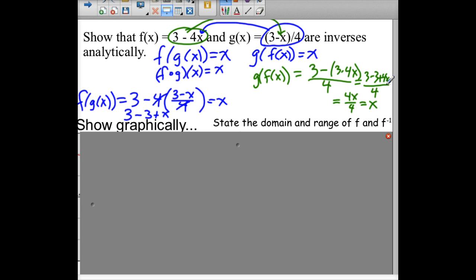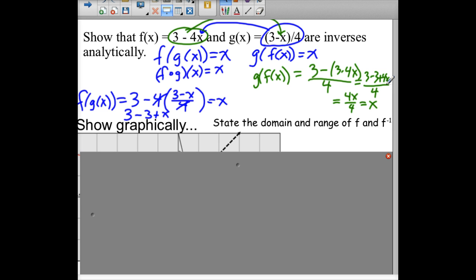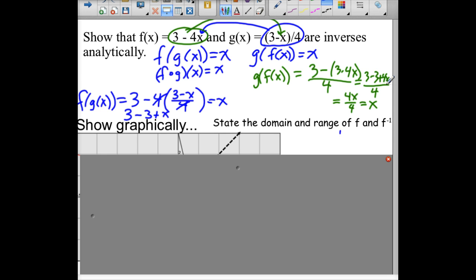All right, then. To show graphically, state the domain and range of f and f inverse. What's the domain of f? Let's review how to find domain. Domain is all the possible x values you can put into the f function. Is there anything that you can't put into a function that does 3 minus 4x? No. So the domain is all reals. Domain of f is all reals.